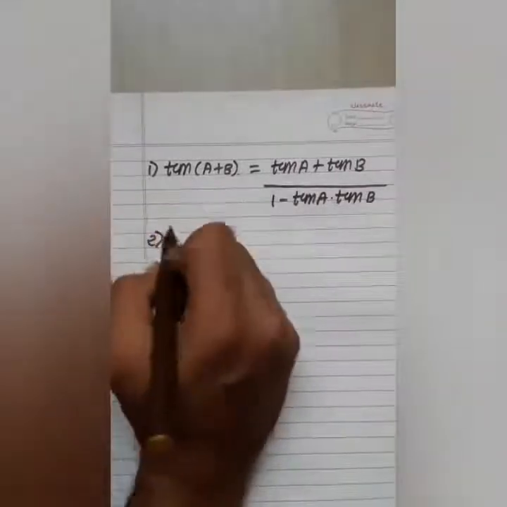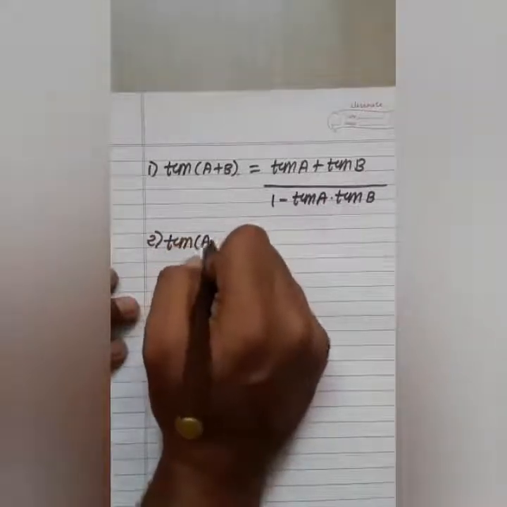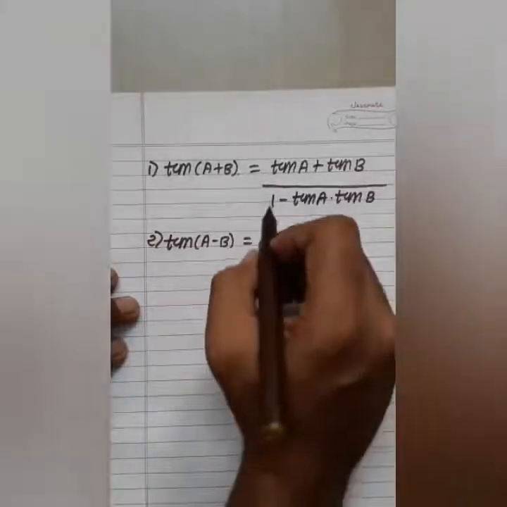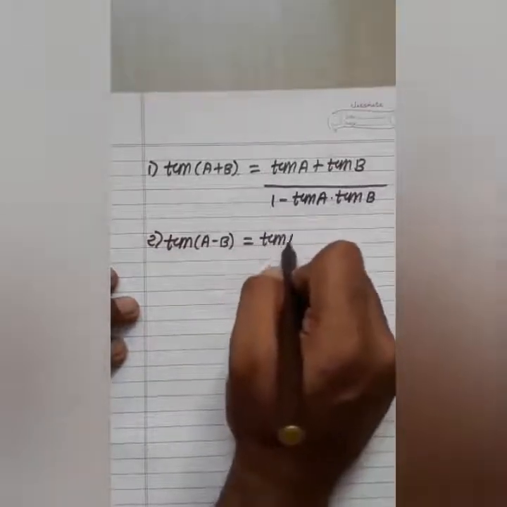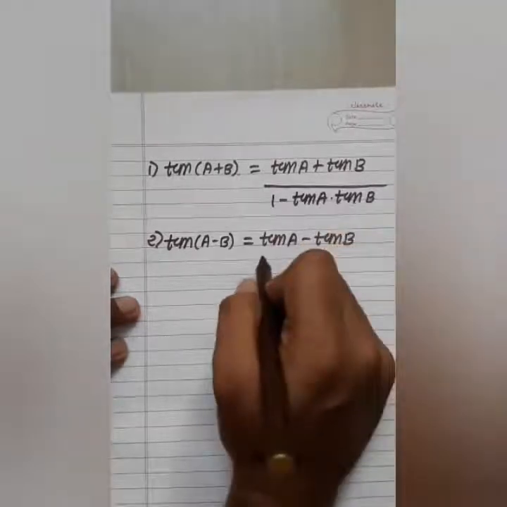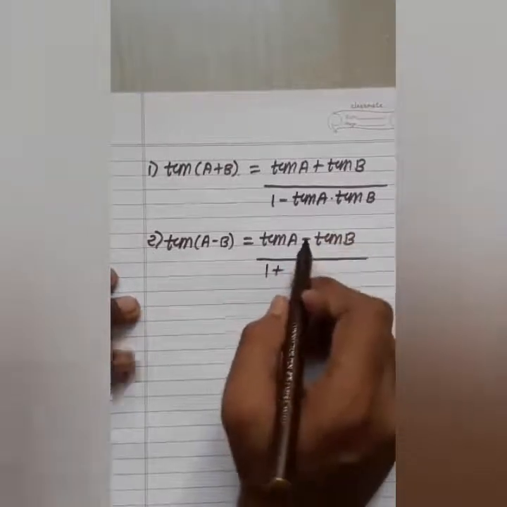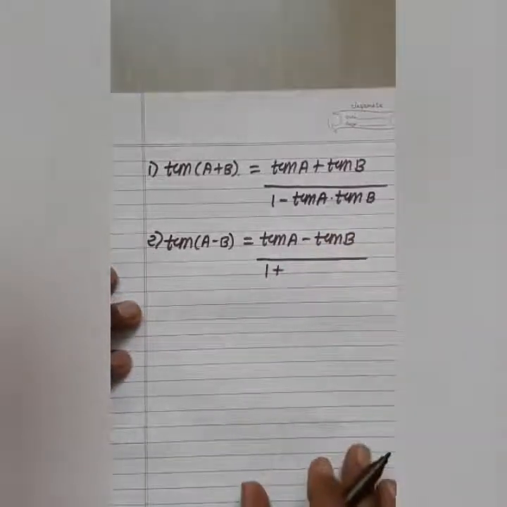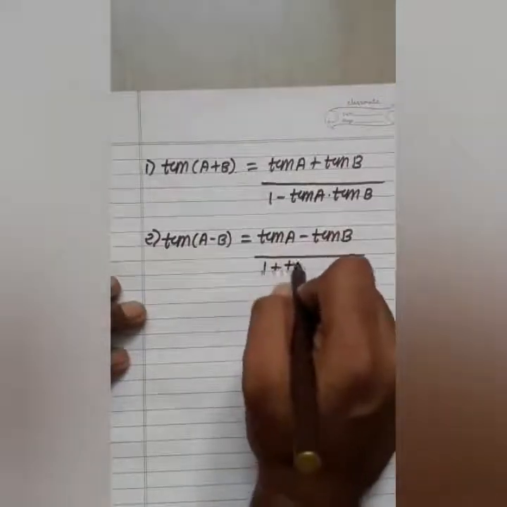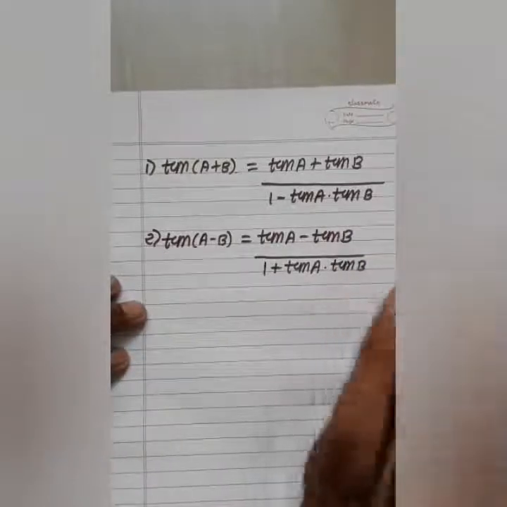Second formula, in place of plus, a minus sign is present, so how is it written? Tan(A-B) is equal to tan A minus tan B upon 1 plus, since in the numerator a minus sign is present, in the denominator we write a plus sign, so 1 plus tan A into tan B.